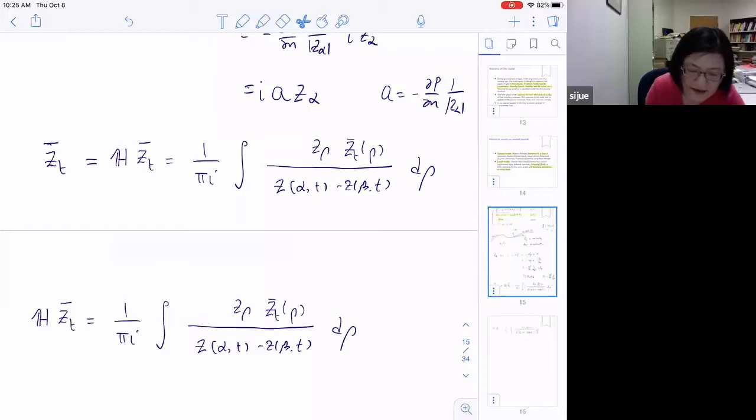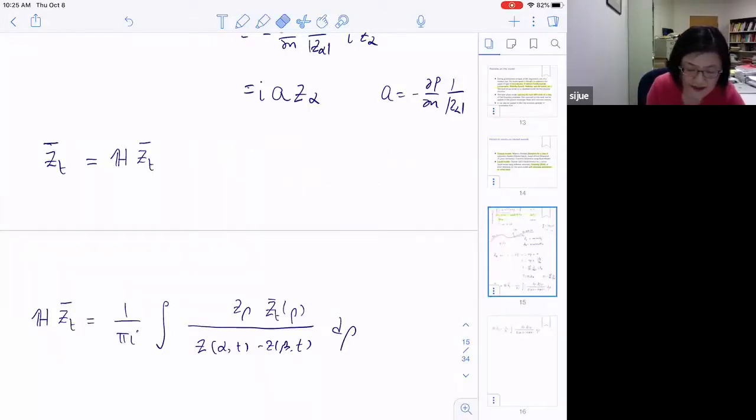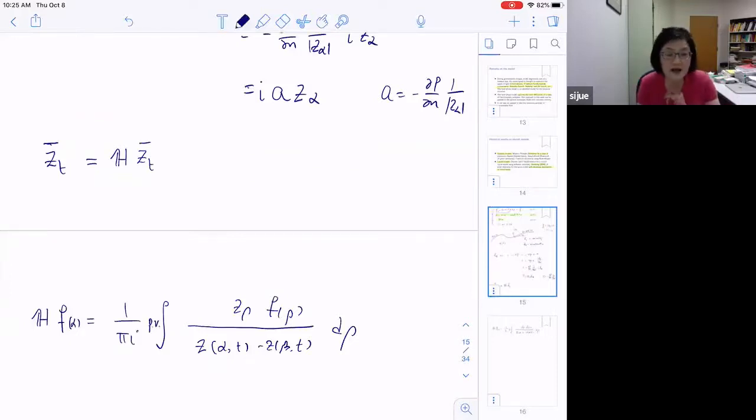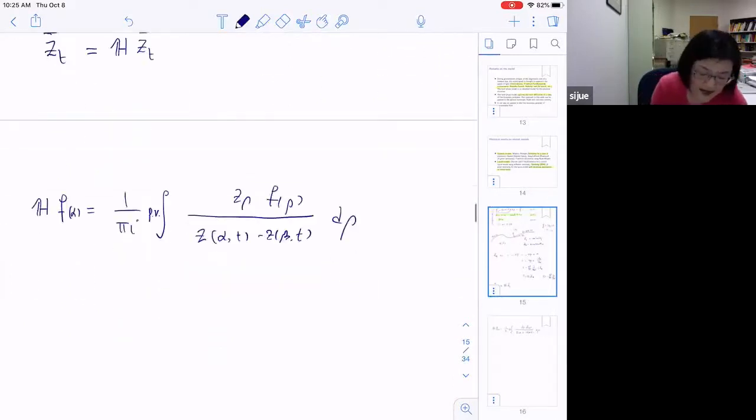Okay, so let me just erase that. The Hilbert transform is defined, acting on a general function f, as the integral of f(β)/(α − β) dβ. That's the Hilbert transform, and that's the principal value. So we have a system on the boundary, right?